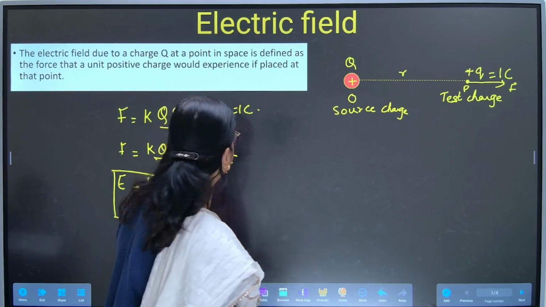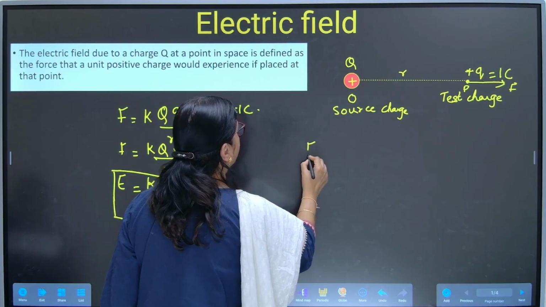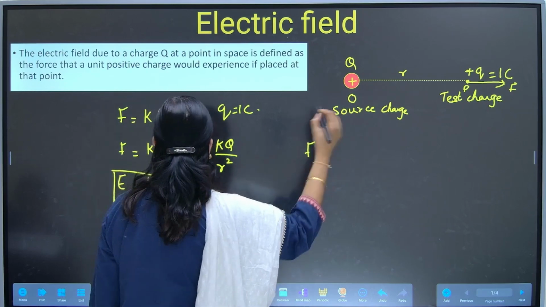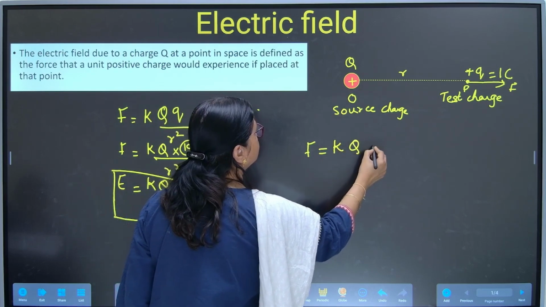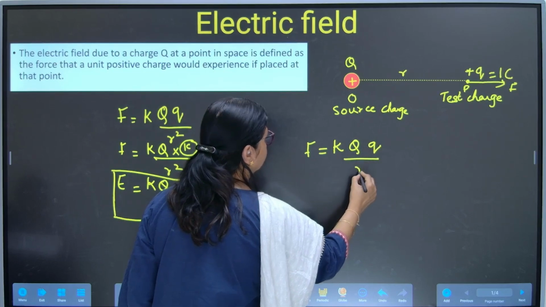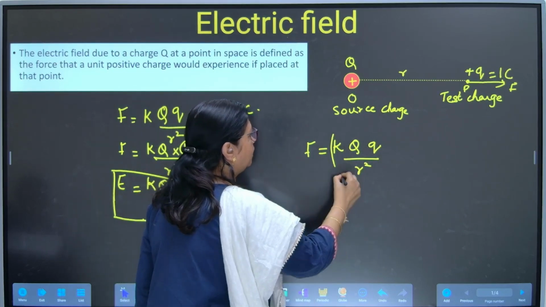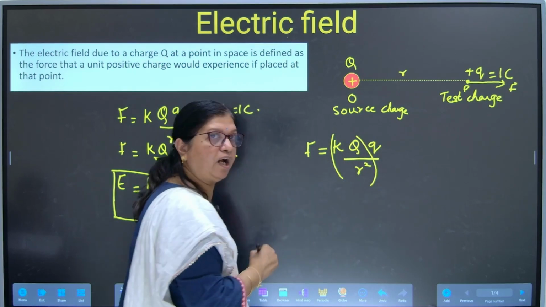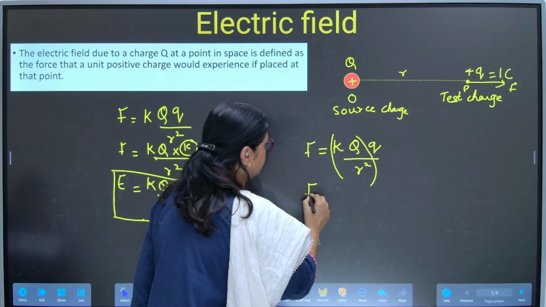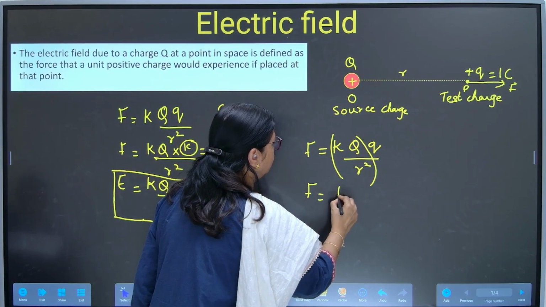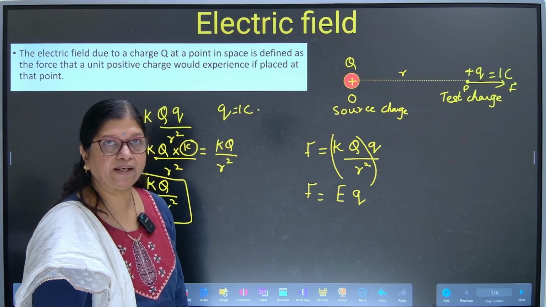Correct? Okay. So, now what can we do? Let us again calculate or write the magnitude of force between these two charges. F is equal to K Q upon R square. I am just talking about the magnitude. But this portion is just now written as E. So let me write F is equal to EQ. Am I right?